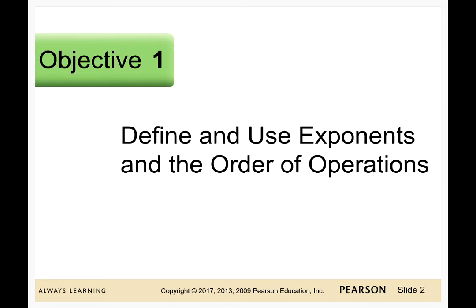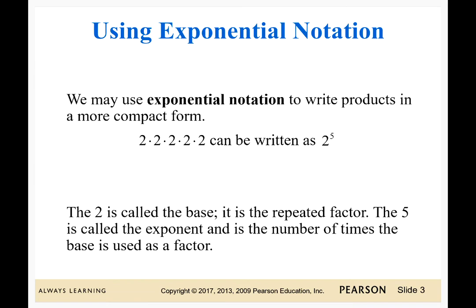All right, the first objective in this section is to define and use exponents, and then talk about how we do order of operations. So exponential notation is the shorthand way that we can write repeated multiplication. So instead of writing 2 times 2 times 2 times 2 times 2, that can be written as 2 raised to the 5th power. 2 is the base. That's the number that we're multiplying over and over again. And 5 is the exponent, and that is the number of times that we are multiplying the base together. So there are 5 2's all multiplied together. So definitely using exponential notation is going to be really helpful.